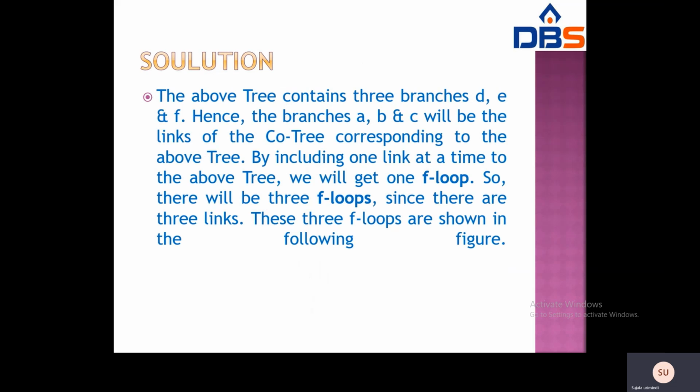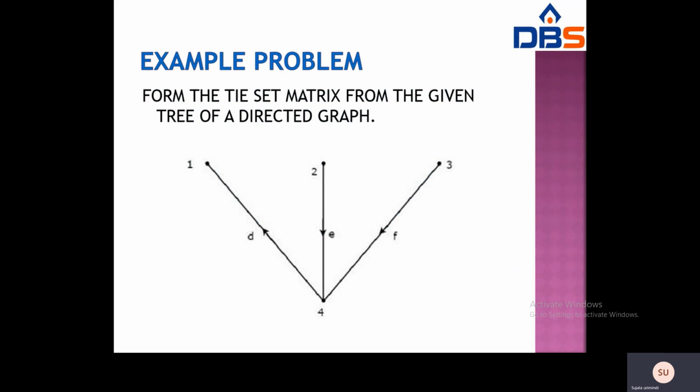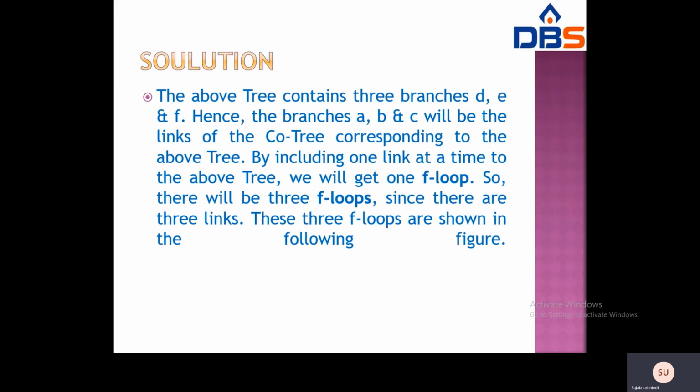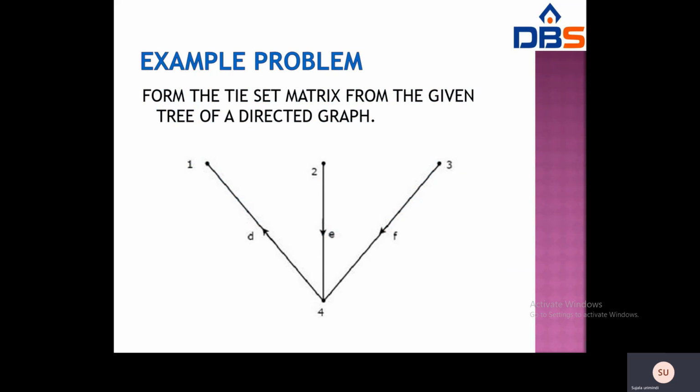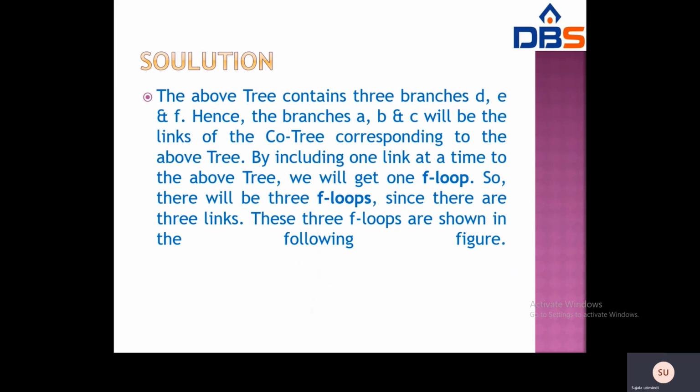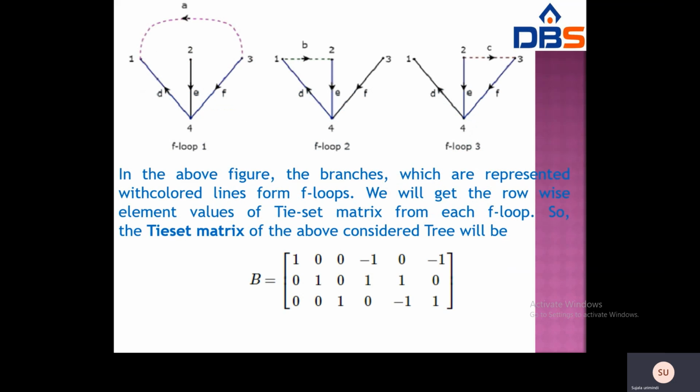The above tree contains 3 branches. D, E, F are the 3 branches. Hence the branches A, B, C will be the links of the above tree. By including one link at a time to the above tree, we will get one f-loop. So there will be 3 f-loops since there are 3 links. These 3 f-loops are shown in the following figure.